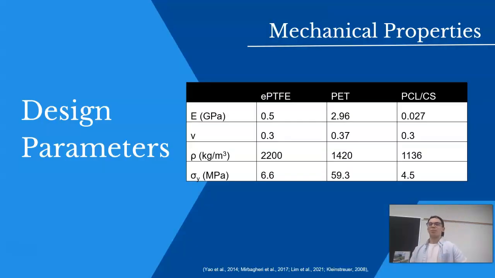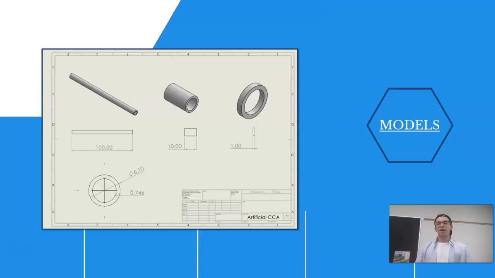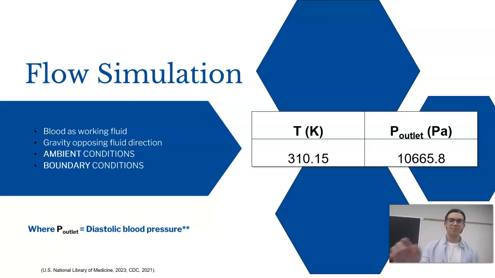So here are the corresponding mechanical properties with elastic moduli, Poisson's ratios, density, and yield stress to run static simulations later on. And constructing my model, of course, the materials did not change the dimensioning, but the constant diameter with constant thickness, and I wanted to look at 3 different lengths before I ran my simulations.